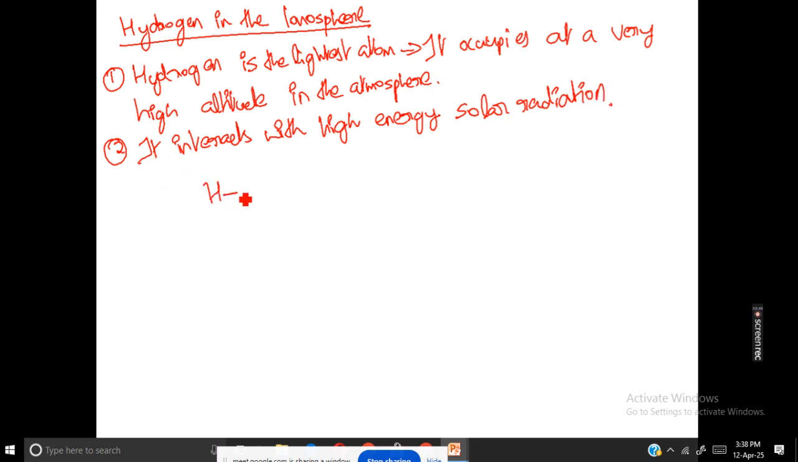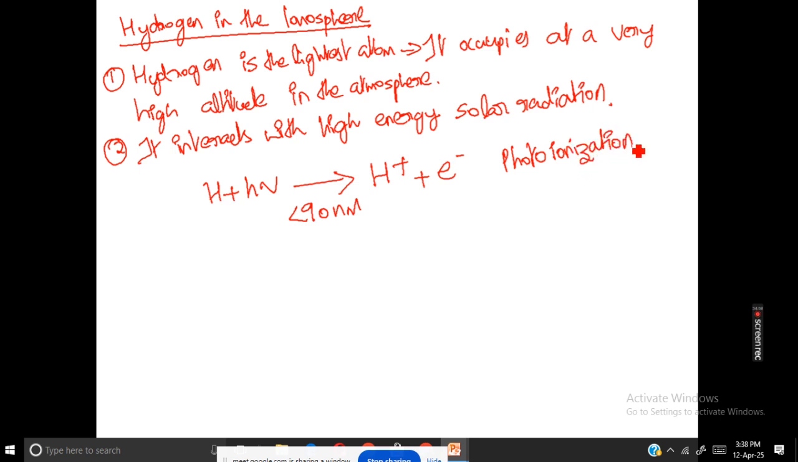So as the hydrogen atom encounters the incoming solar radiation at very short wavelength, suppose less than 90 nanometer, it ionizes into hydrogen ions and electrons. This process is known as photoionization. We are already familiar with this. We have learned the ion formation here. So hydrogen atoms interact with high energy solar radiation of wavelength less than 90 nanometer and produce hydrogen ions plus electrons.